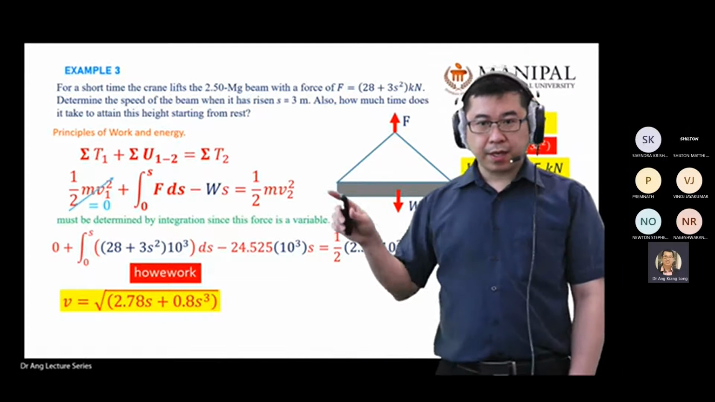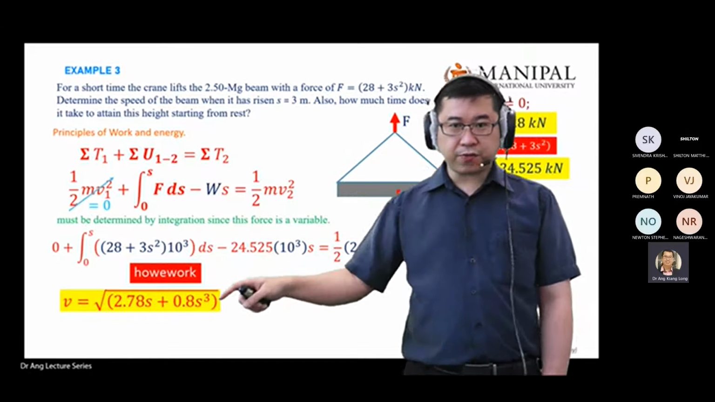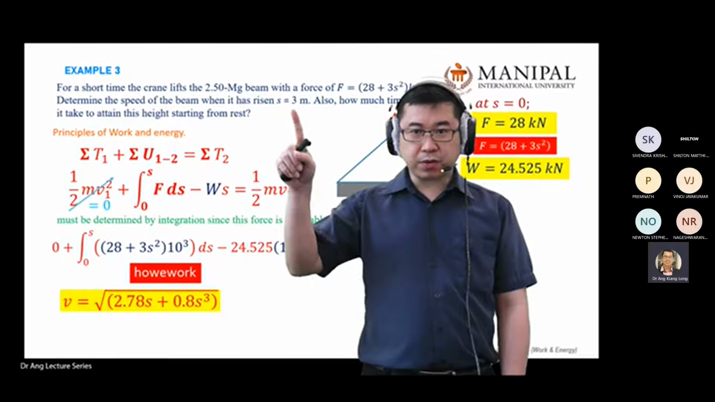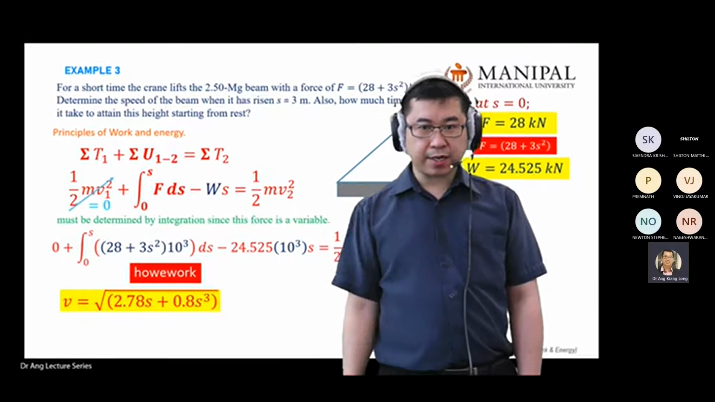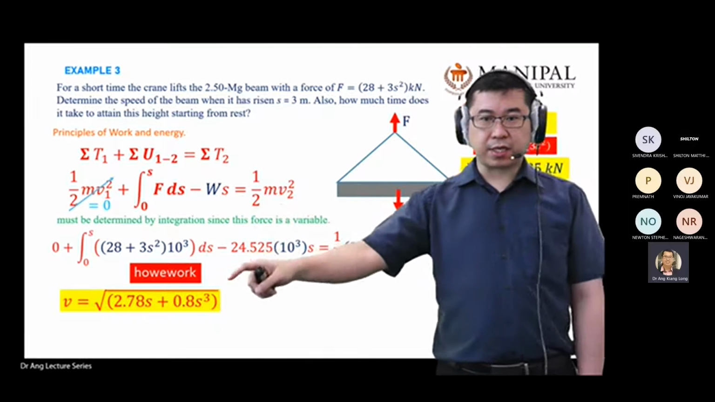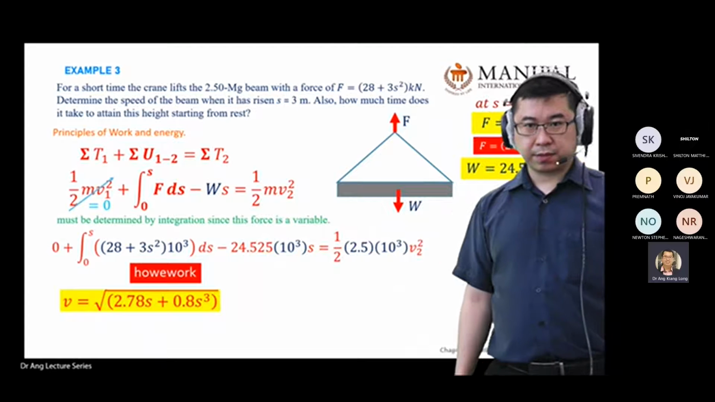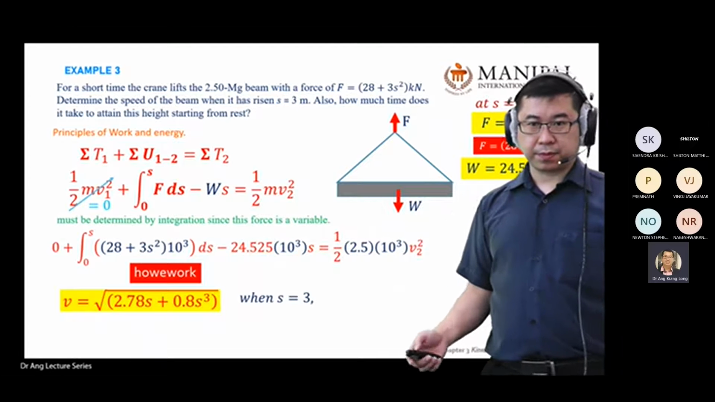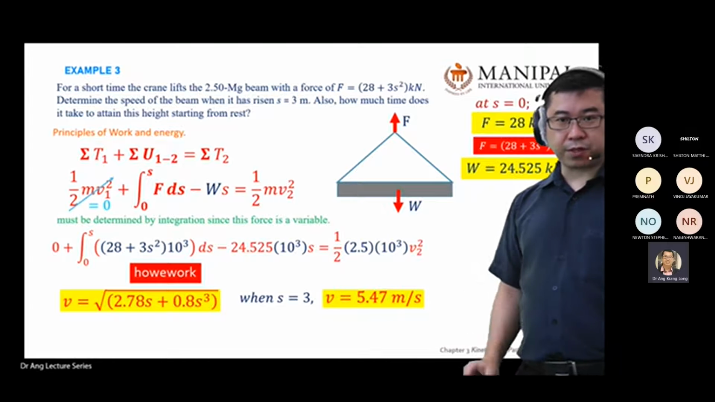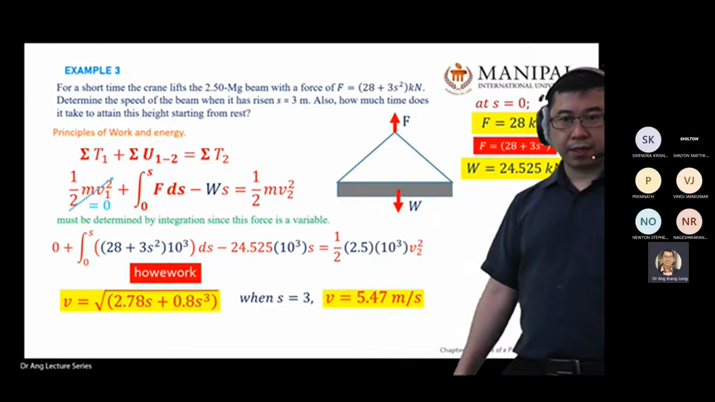All right. And in this question, once you find the general equation for V, you substitute S equal to 3 inside here. Okay, 3 inside here. You'll get V equal to 5.47. Right?